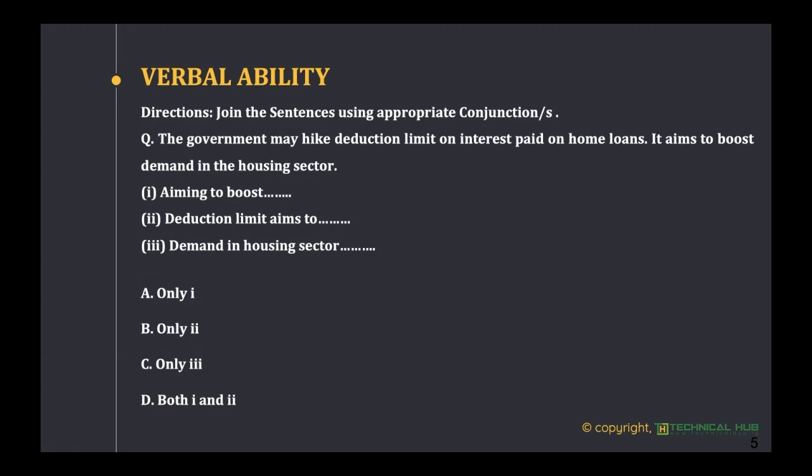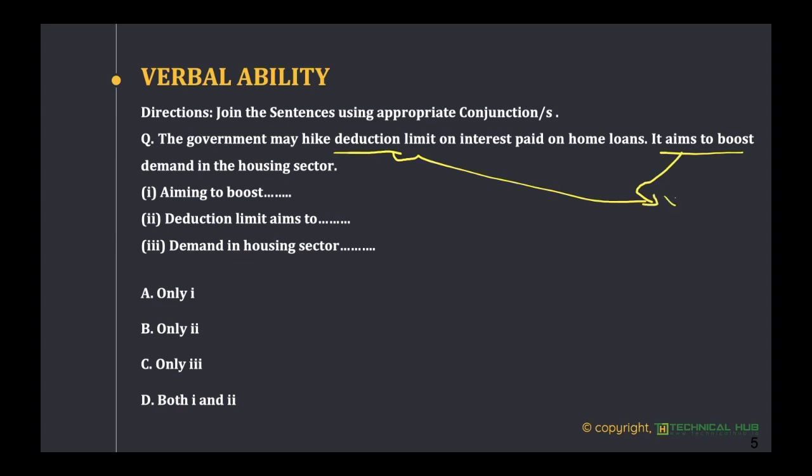Listen, now I'll tell you the sentence. Aiming to boost the demand in housing sector as the government may hike deduction limit on interest paid on home loans. The sentence is exactly correct. Now, take the second option: "Deduction limit aims to." The first statement is talking about the deduction and it is talking about aim. Now, "deduction limit aims to" is completely wrong. These two you cannot join.